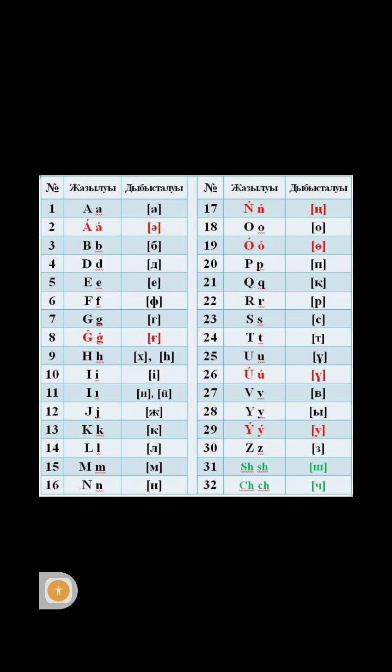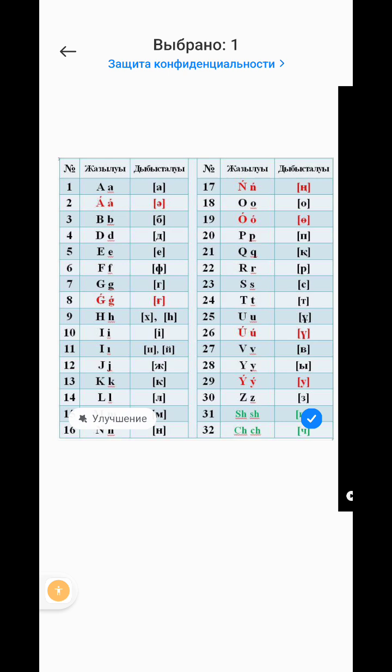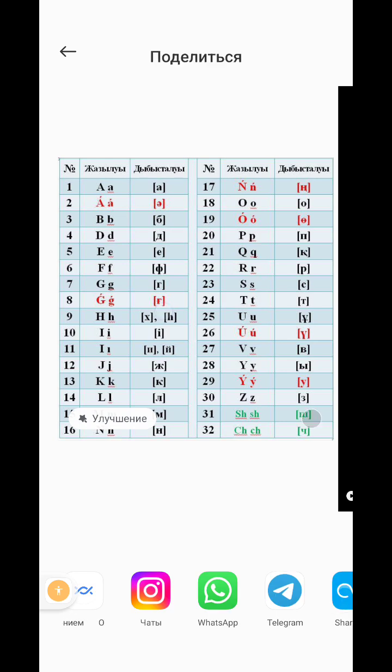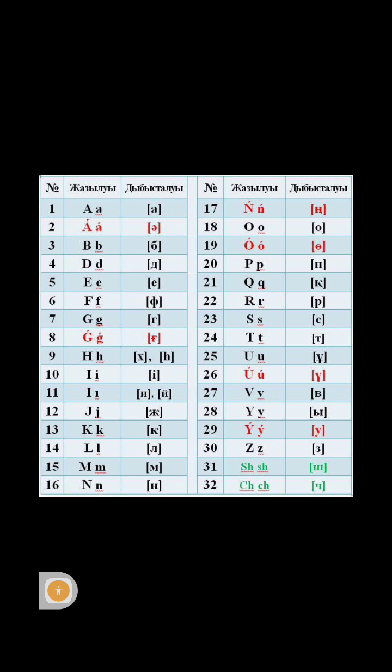The first letter A. The second E. So the third B. Fourth D. And Y. Number 5 Y. Not E but Y.